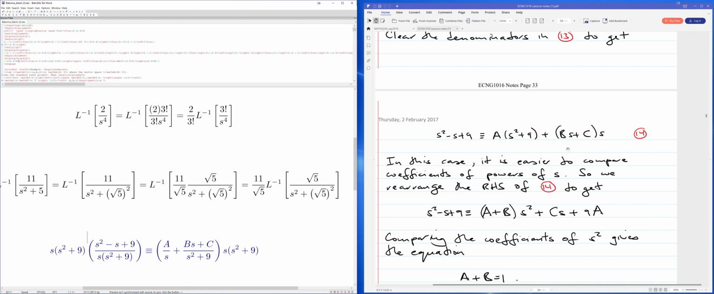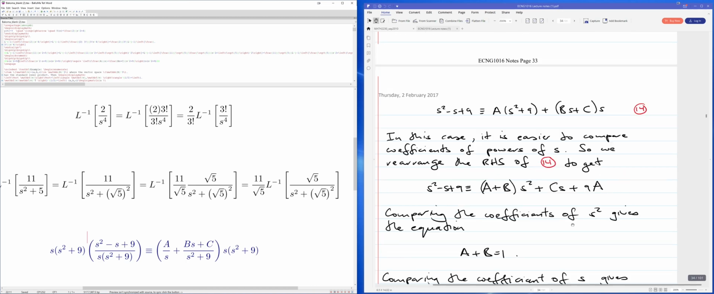So in order to do that, what you need to do is expand this out and then collect the powers. Notice here I have As squared and I have a Bs times s, so I have an As squared and a Bs squared. As squared combined with the Bs squared gives me (A plus B) s squared. And then I have a Cs here. And then finally I have a 9A, which is this 9A over here. So I expanded out everything and then collected the like powers of s: a term in s squared, (A plus B); a term in s, which is the C; and then 9A, a constant term.